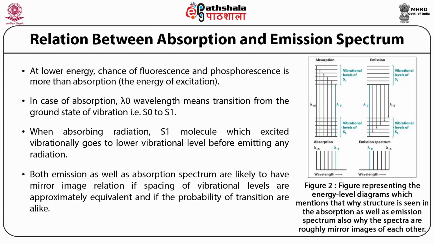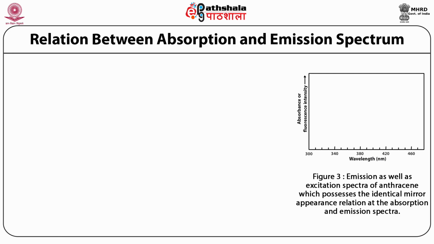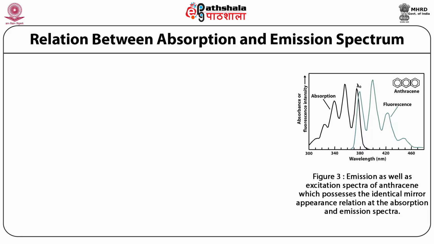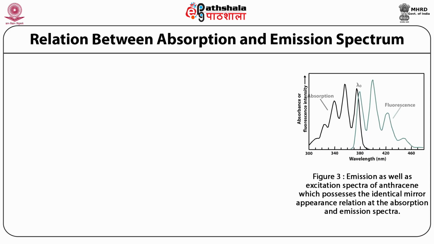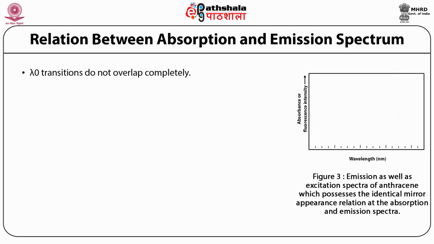Both emission as well as absorption spectrum are likely to have a mirror image relation if the spacing of vibrational levels are approximately equivalent and if the probability of transition are alike. In figure 3, the emission as well as excitation spectra of anthracene, which possesses the identical mirror image relation at the absorption and emission spectra, are shown. We can see lambda naught transitions do not overlap completely.